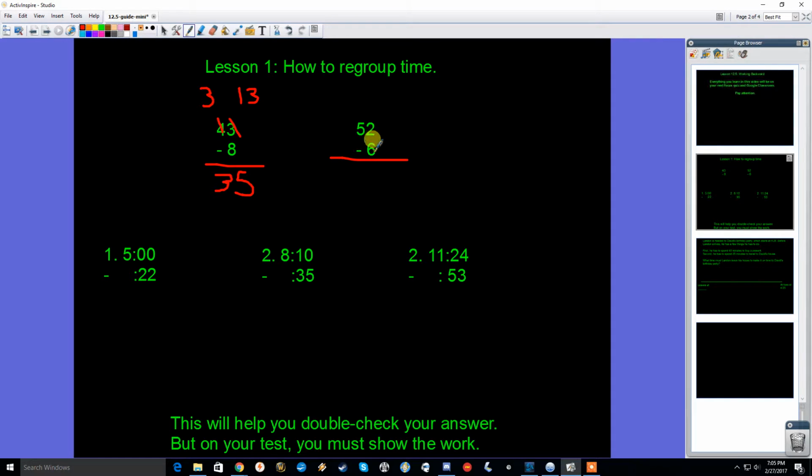What if you have 52 minus 6? Well, you can't just go 2 minus 6. That goes to a 12. You have to regroup. The 5 goes to a 4. So now 12 minus 6 is 6, and the 4 is by itself.